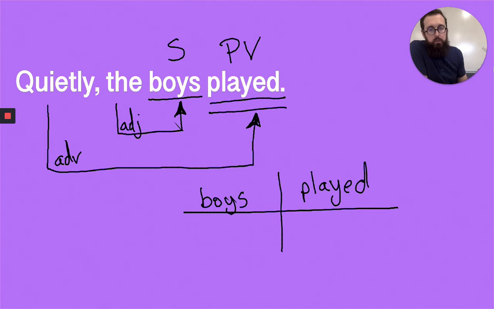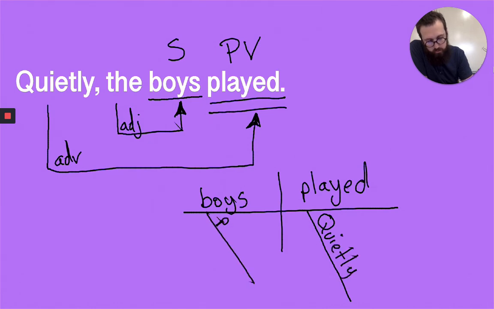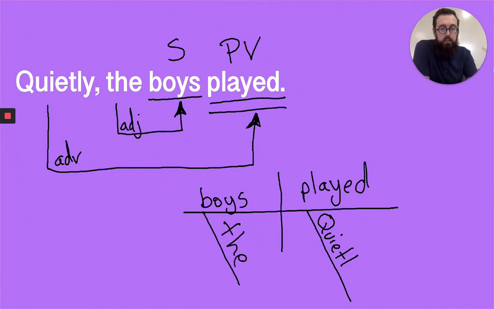All right, I'm going to go through and do my modifiers now. I'm going to start at the beginning of my sentence. Quietly goes to played, and I'm going to put a capital Q because it's the beginning of a sentence. And boys goes to played. Oops. The goes to boys. I don't know what I was thinking just then. The. All right. Not a whole lot that you have to do, but that's how you analyze and diagram sentences with adjectives, adverbs, subjects, predicates.